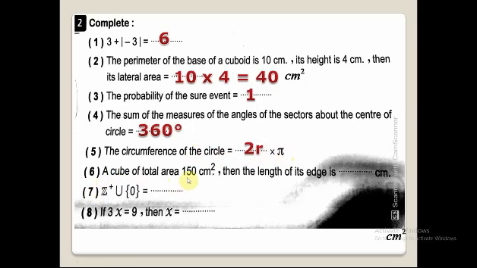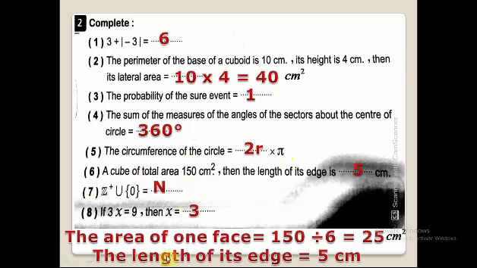A cube total area 150 squared centimeters and the length of its edge. So I should get the area of one face. The area of one face equals 150 divided by the 6 faces, it equals 25 squared centimeters. So the length of its edge is 5 centimeters.